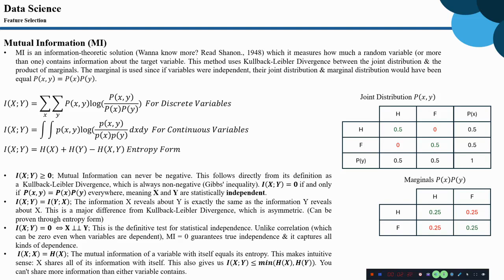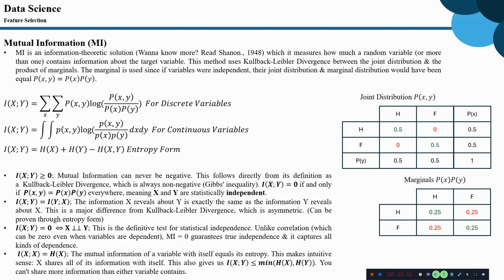So you can see the equations of mutual information for both discrete variables and continuous variables over here, and you can see the entropy form over here. I've put an example over here about tossing a coin two times, and you can plug it into these equations and do the math yourself to understand it better. But I'm going to explain some conditions of mutual information as well.